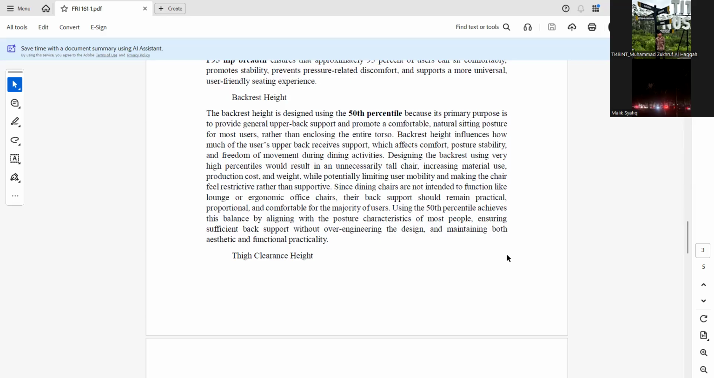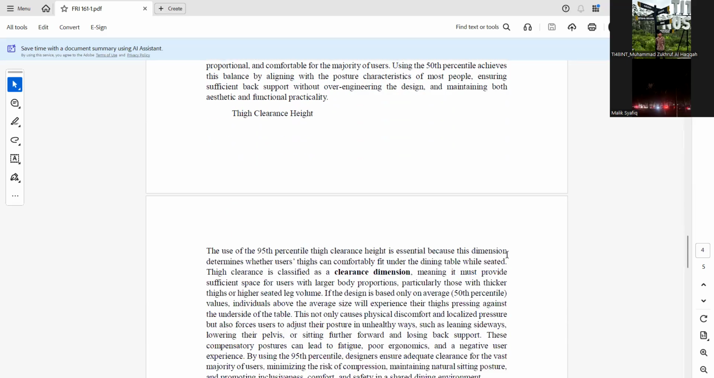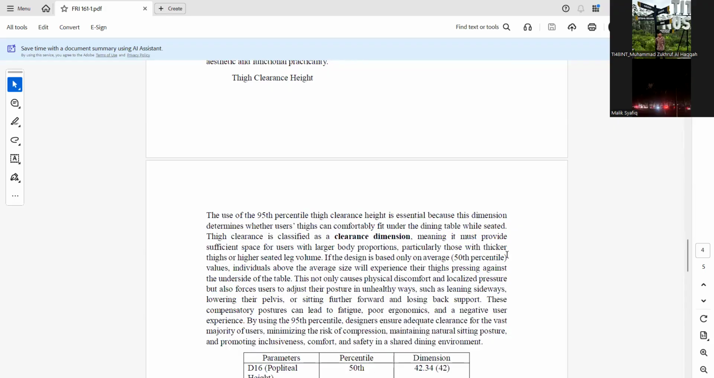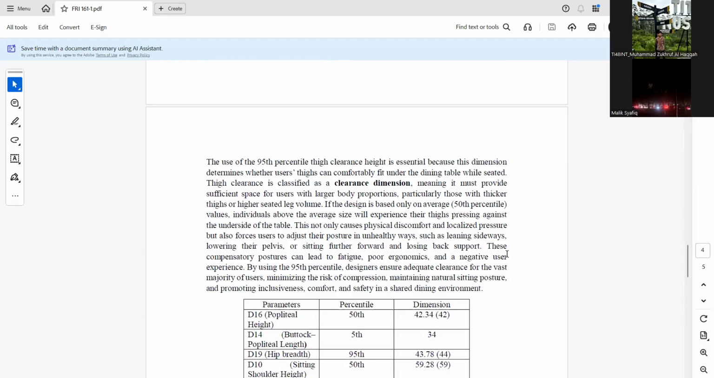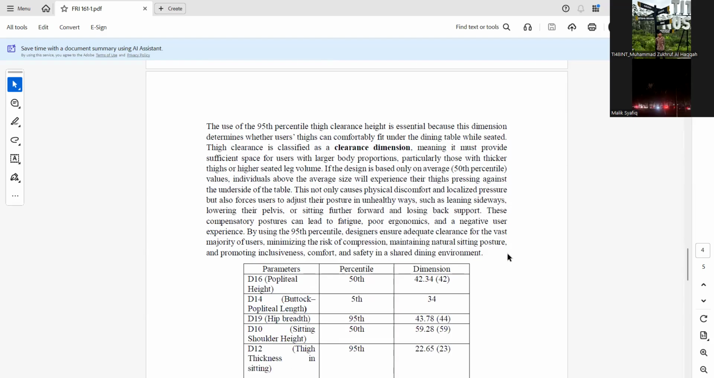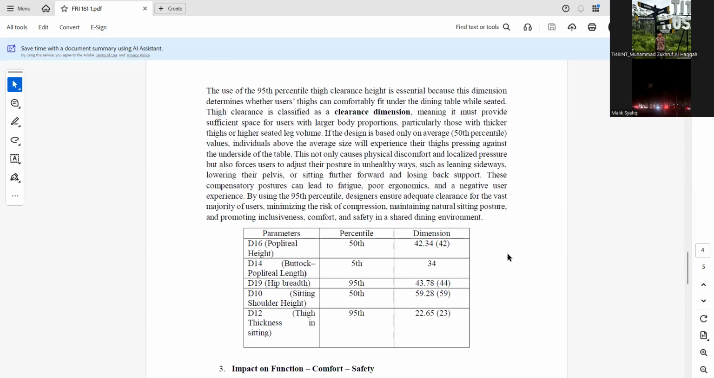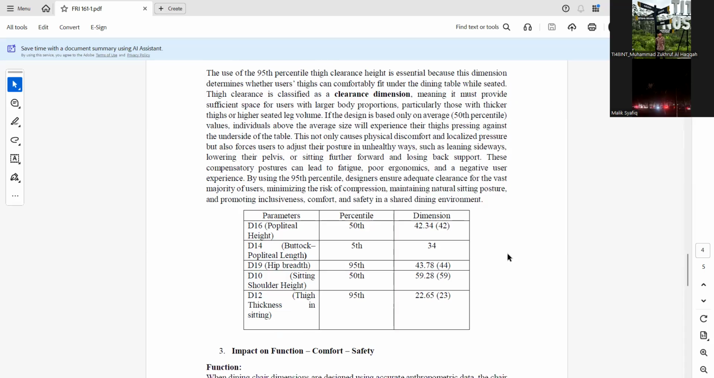Next. And lastly, the thigh clearance height. We use the 95th percentile because we want to make sure that a person with a bigger thigh feels comfortable and has a gap between the underside of the table and their thigh.